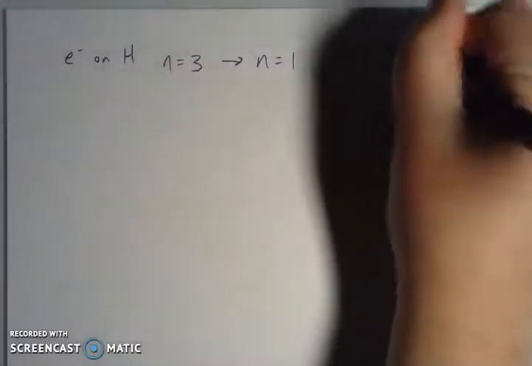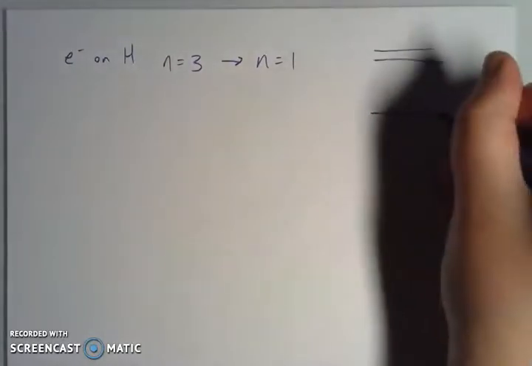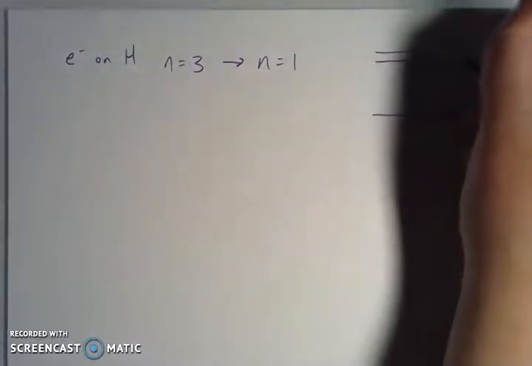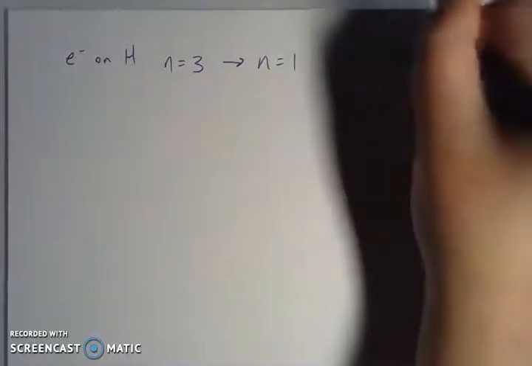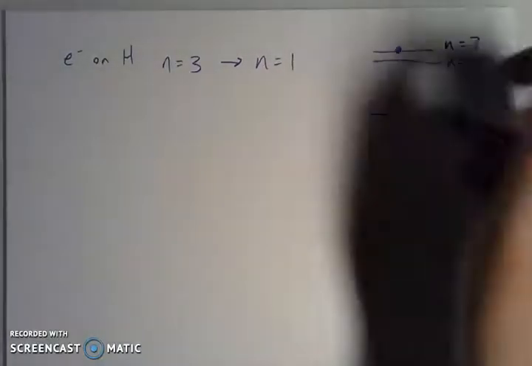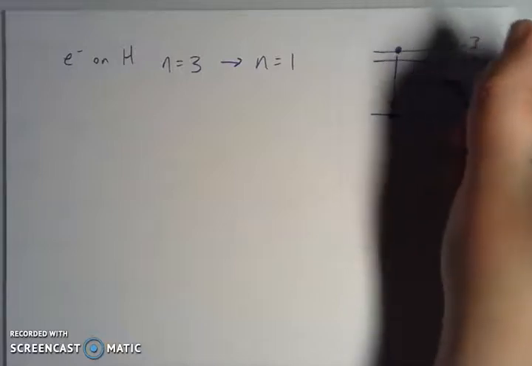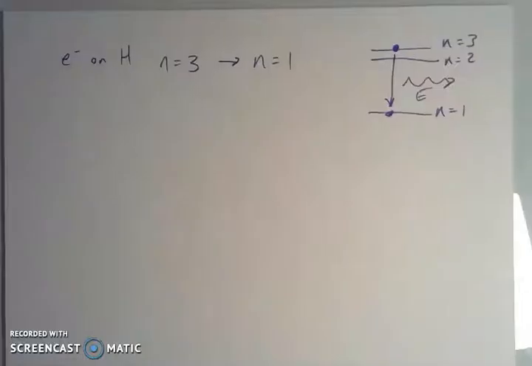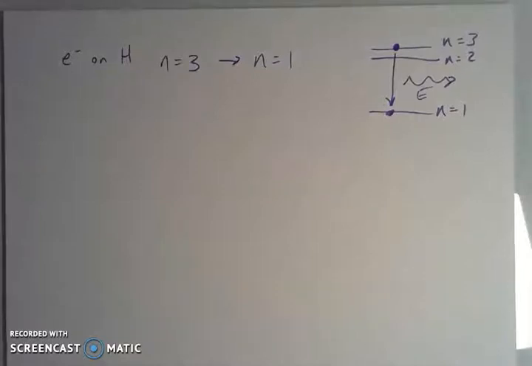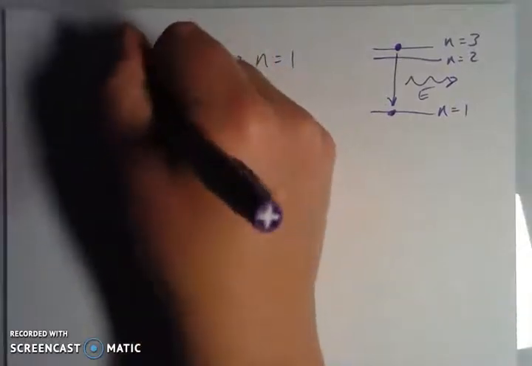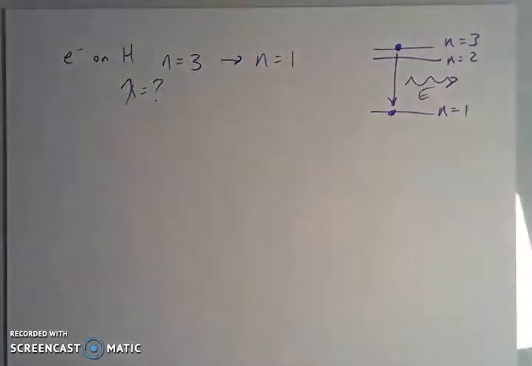So again, if we're visualizing this here, then I have an electron that's up here and it is relaxing down to here. And in doing so it is going to release a certain amount of energy. And that energy is going to have a specific wavelength. So then we'd say, well, what wavelength is it? Well, we'd use that equation that we just came up with.